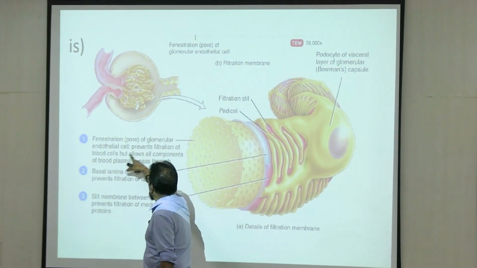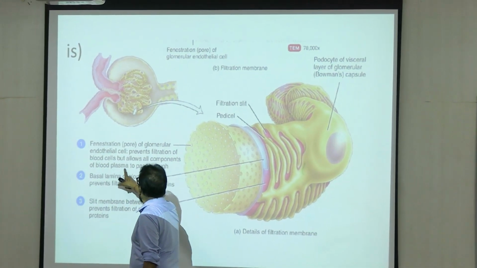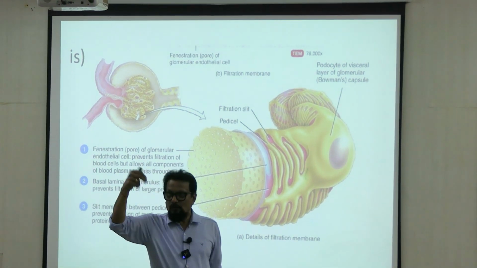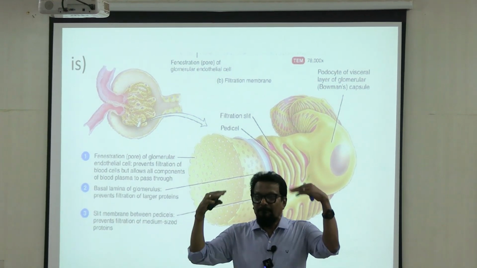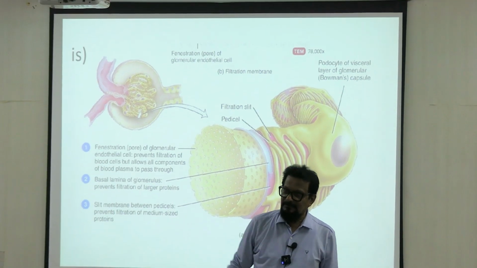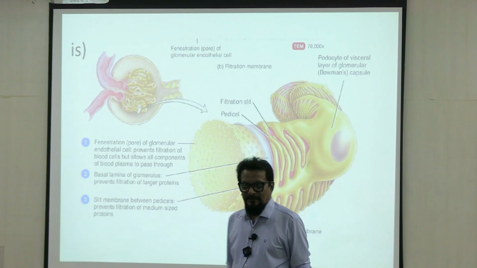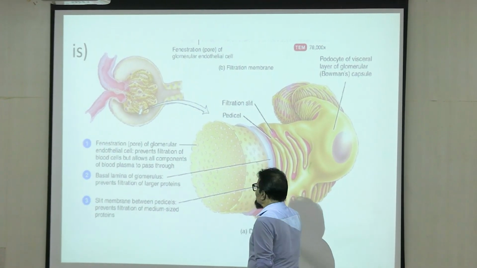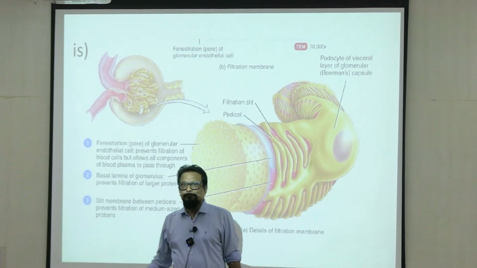Now, fenestra. What is its function? It prevents filtration of blood cells and allows all components of blood plasma to pass through. The first pore, that is the endothelial pore, will block the entry of blood cells. All other things will be allowed to pass. Okay, now let's see what happens next. In the next gate, it is the basement membrane, basal lamina. It prevents filtration of larger proteins.